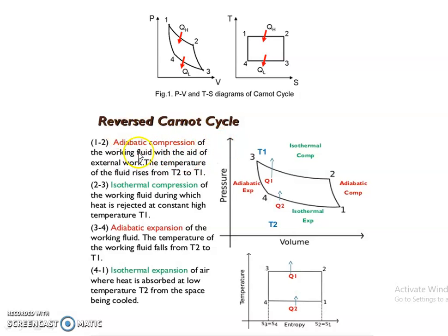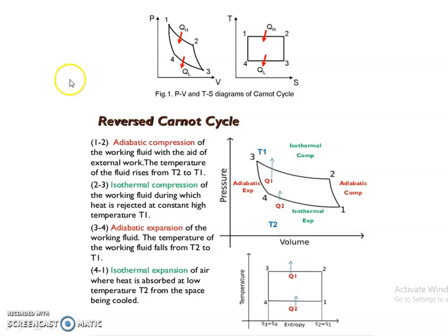In the reverse Carnot cycle, process 1 to 2 is an adiabatic compression process of the working fluid with the aid of external work. The temperature of the fluid rises from T2 to T1. Process 2 to 3 is an isothermal compression process of the working fluid, during which heat is rejected at a constant high temperature T1. Process 3 to 4 is adiabatic expansion of the working fluid. The temperature of the working fluid falls from T1 to T2. Finally, process 4 to 1 is isothermal expansion of the fluid, where heat is absorbed at low temperature T2 from the space being cooled.